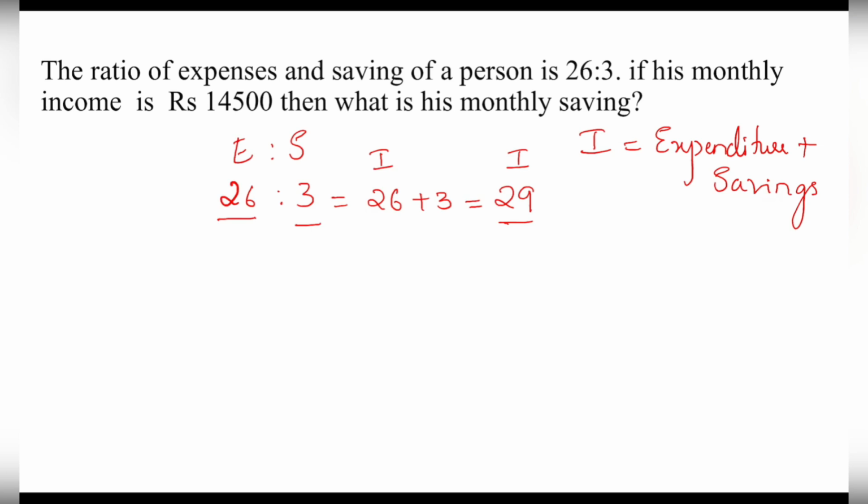Now we know that the monthly income of the person is 14,500. So the monthly income is 14,500 and the income in ratio is 29.